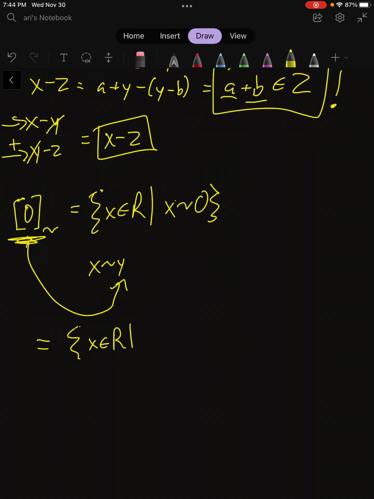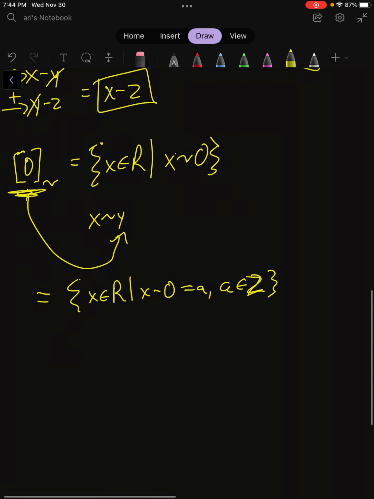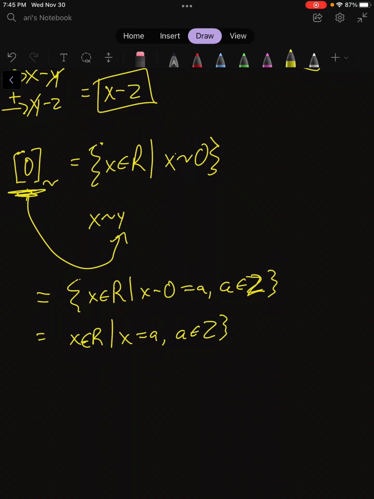So that's the same as x in R, given that x minus 0 equals a for some a in Z. That's our way of calling it an integer. So, which is equal to x in R, where x equals a for some a in Z. And once we do this, we might as well just erase that and just say x is in Z, right? Because we're saying x equals a where a is in Z. We might as well just say x is in Z. So that kind of gives us our solution.